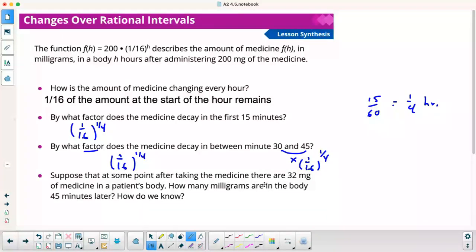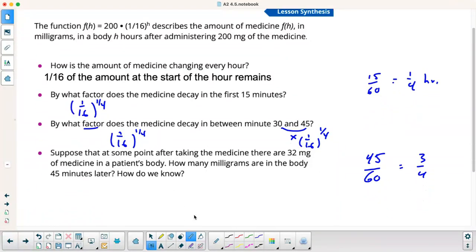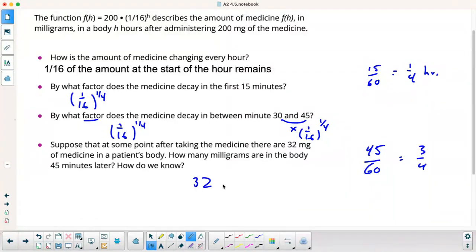Suppose at some point after taking the medicine, there are 32 milligrams of medicine in the patient's body. How many milligrams are in the body 45 minutes later? So 45 minutes out of 60 is 3/4 of an hour. So basically, it's not a full hour interval. So you're going to take that 32 and you're going to times it by 1/16th to the 3/4, which gives me 4. Okay.